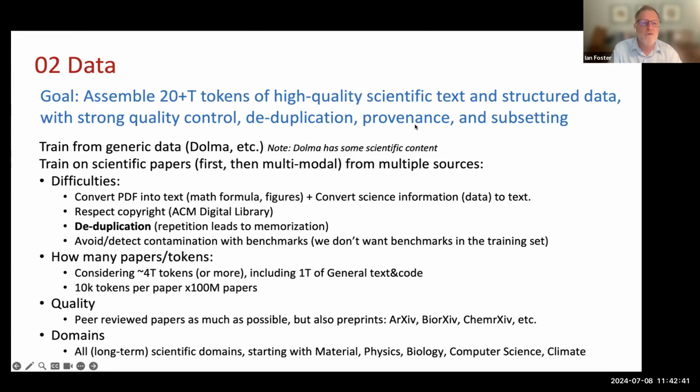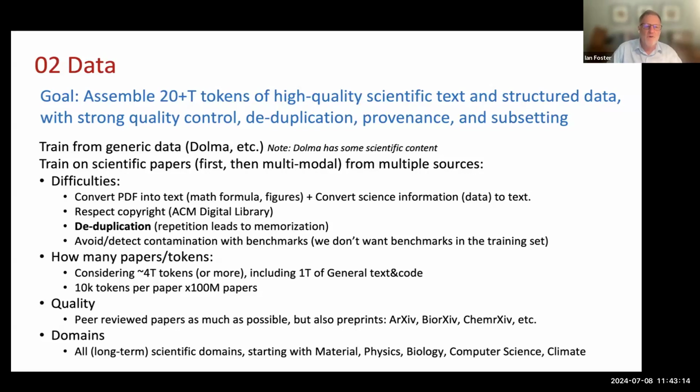So our initial goal was to assemble 20 trillion tokens. We've got all sorts of scientific article collections. ACM has provided us with their material. We've got arXiv, bioRxiv, chemRxiv, and some other data sets that are less open. If you have ideas of text data sets that you'd like to provide, then please let us know.